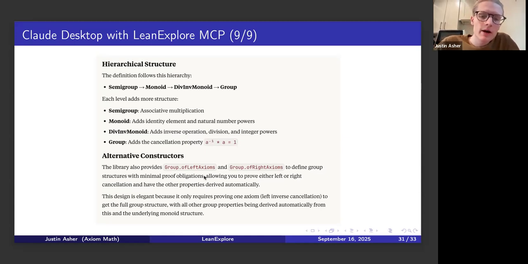It's actually going to tell you more about how the other types of groups are defined or how other ways you could define a group in MathLib. So it also talks about how you can have left axioms and right axioms to define group structures with minimal proof obligations, or it gives you these properties, I guess. So allowing you to prove either left or right cancellation and have other properties derived automatically.